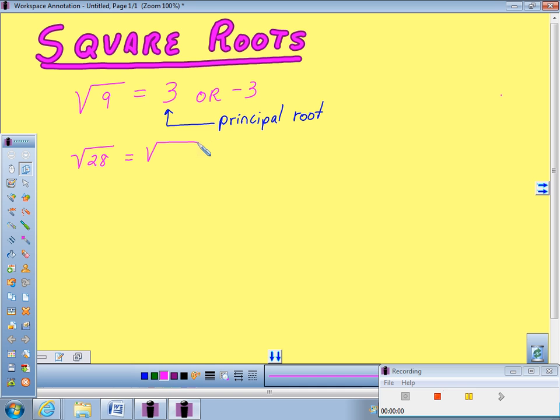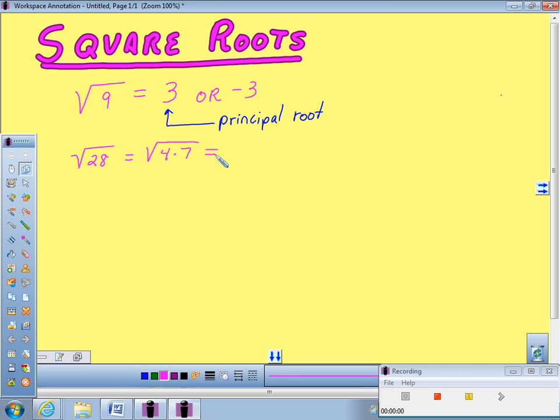And if you go through your perfect square numbers, 1 squared is 1, that's not going to be very helpful. 2 squared is 4. Is 4 a factor of 28? And yes, it is. So what we do is we say, okay, square root of 28 is really the square root of 4 times 7.